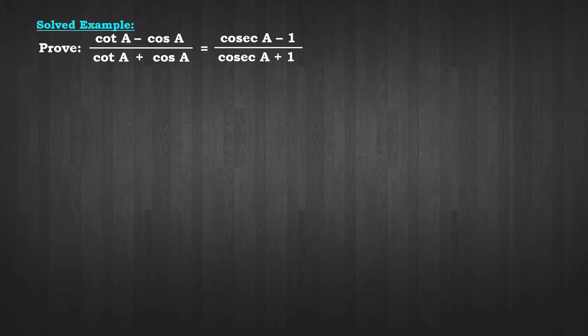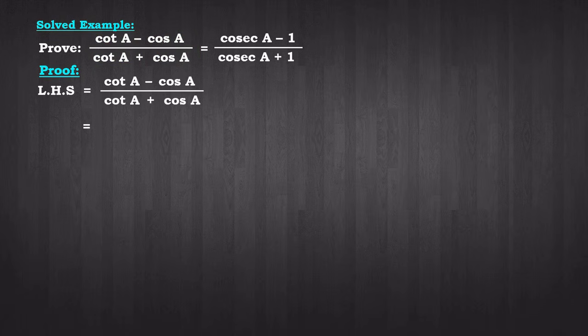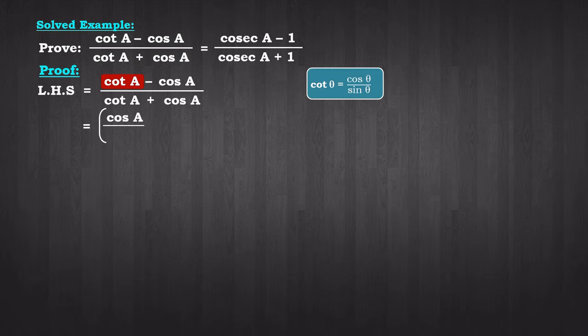Now, let us solve this example. The question asks us to prove that cotangent A minus cosine A divided by cotangent A plus cosine A is equal to cosecant A minus 1 divided by cosecant A plus 1. Let us start with the left-hand side. We know that cotangent A is equal to cosine A divided by sine A. Substitute this into the expression.